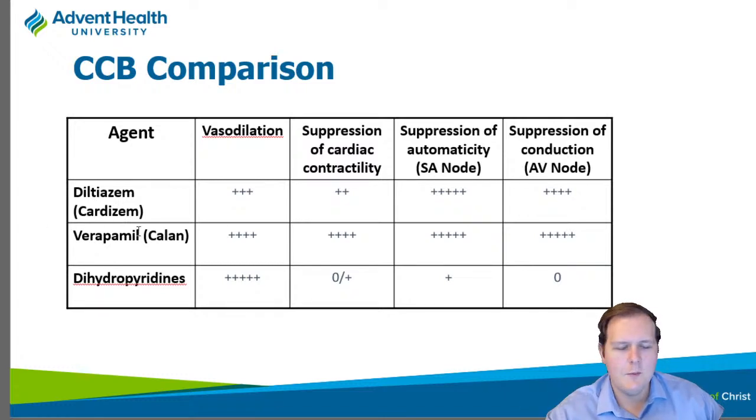So here's that table I mentioned. This makes it pretty clear how these drugs are working. I'll show you the list of dihydropyridines in a few minutes here, but here is diltiazem and verapamil.